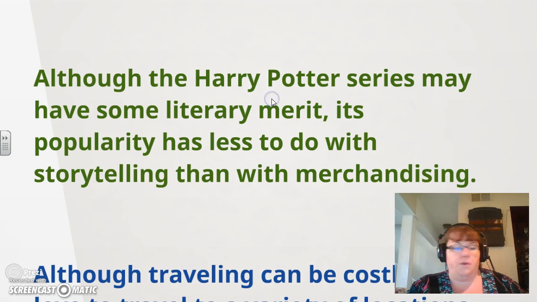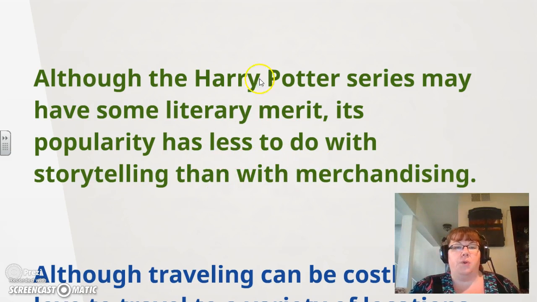So looking at the Harry Potter one from the book on page 96: Although the Harry Potter series may have some literary merit, its popularity has less to do with storytelling than with merchandising. Now, the idea here of although and its placement goes with the counter-argument itself. The author is stating that even though it has some literary merit, this second part is what they're actually going to be arguing. They're going to be arguing that its popularity has less to do with storytelling than with merchandising.